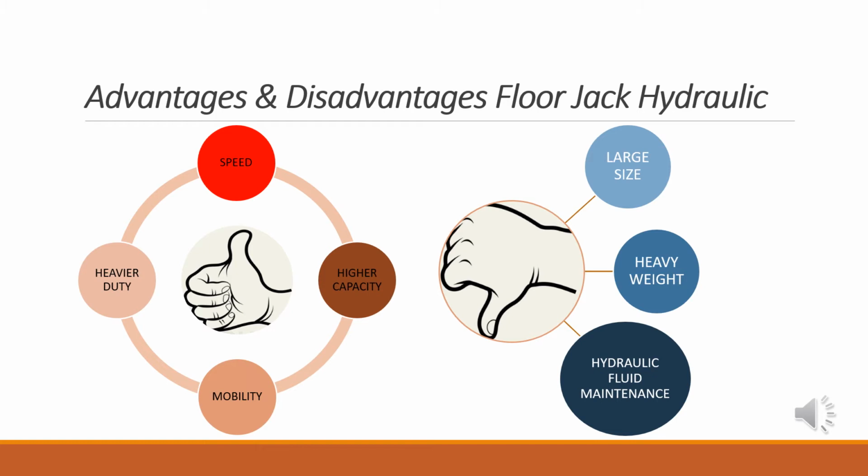Next, we go to the disadvantages of the floor jack hydraulic. The right side has three disadvantages. For the first, we go to the last size.